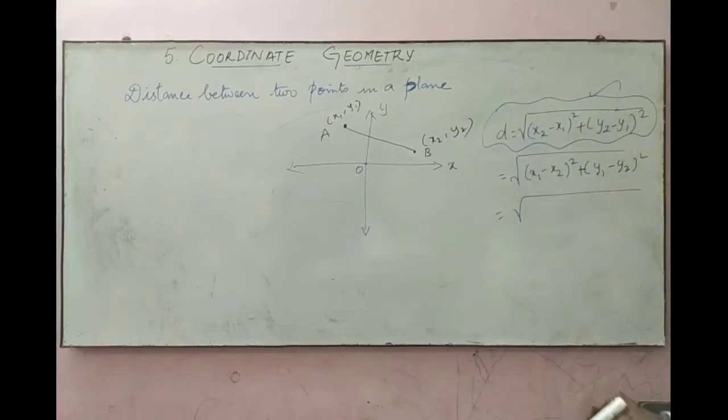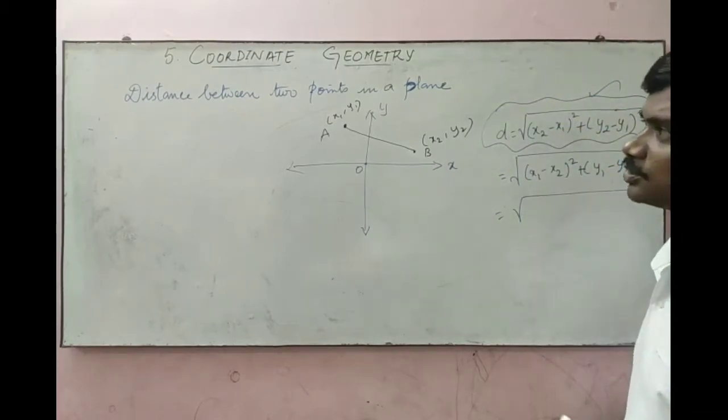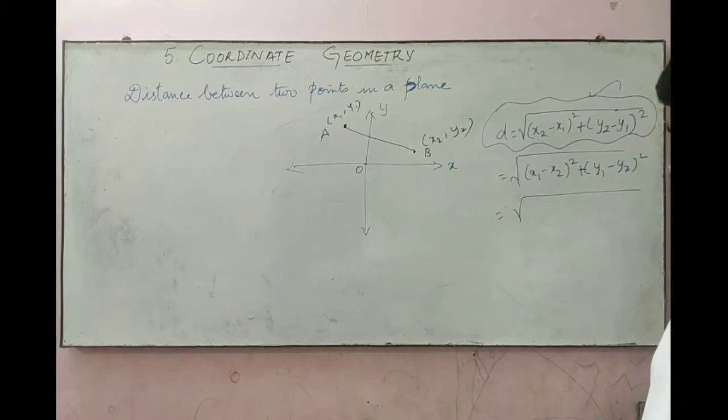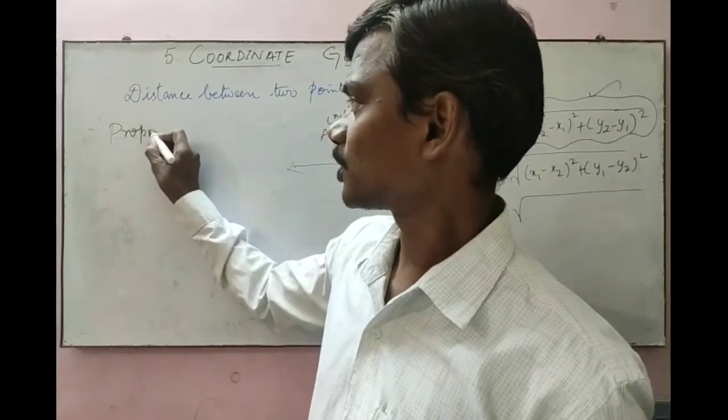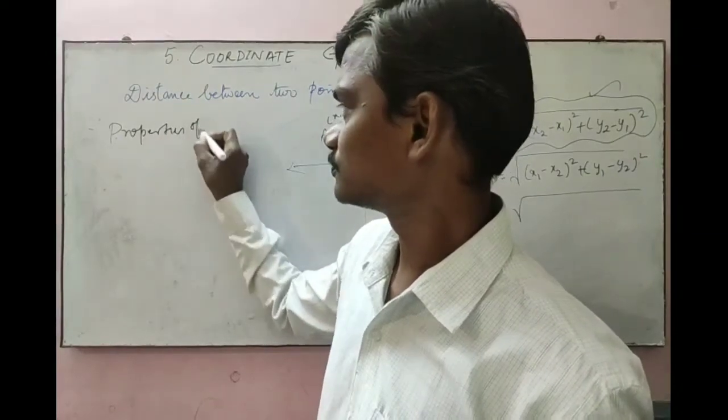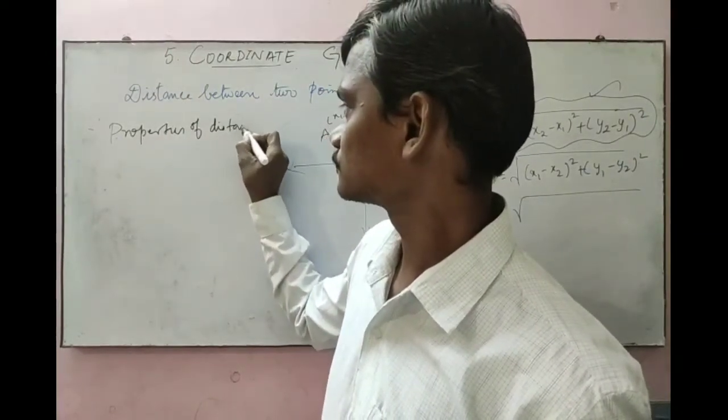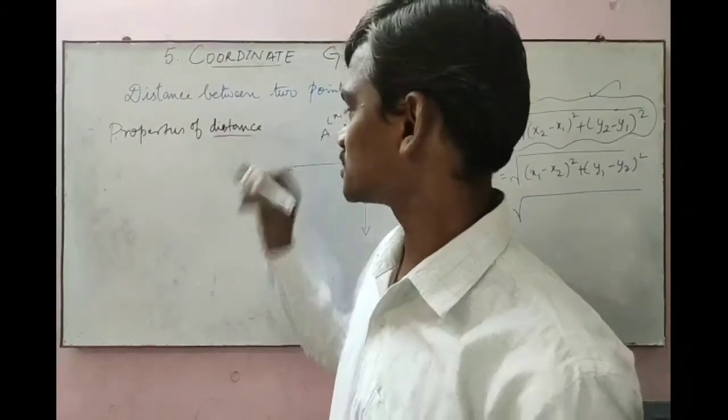So use this formula, then do the sum. Then we are going to see the properties of distances. Properties of distance. What is a property of distance?